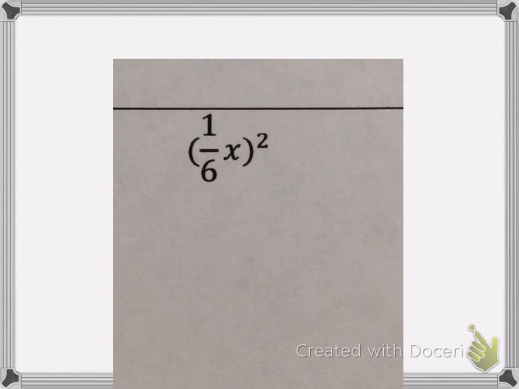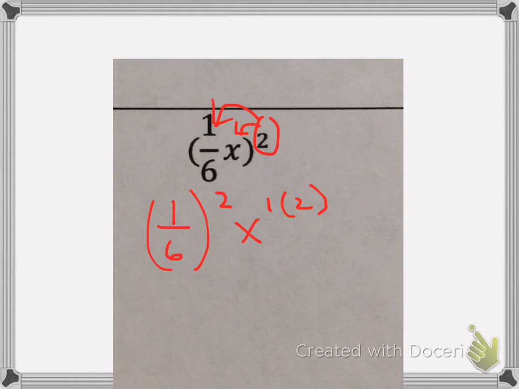Same thing on this, taking the 2 through to the number and to the variable. We're going to have 1/6 squared, and then x to the 1 times 2. 1/6 squared, on fractions we square the top and we square the bottom, so 1 squared is 1. On the bottom, 6 squared is 36, so our fraction is 1/36. And then x to the 2nd power.